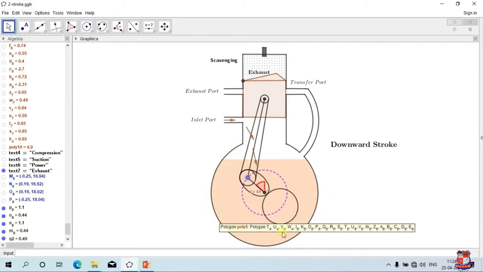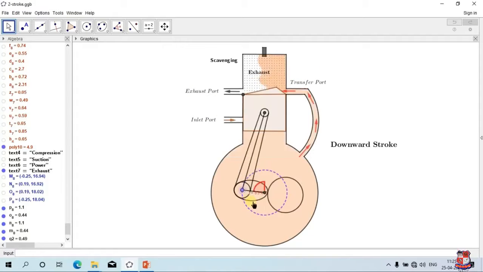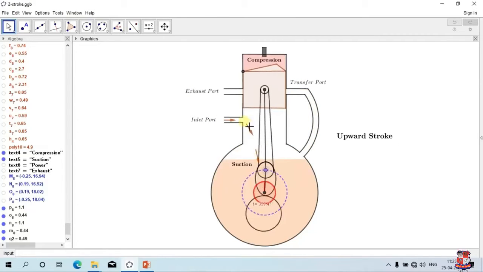This lower portion is called the crank casing or sump, the upward portion is the cylinder, and the outer portion is called the engine block. On the engine block, various openings are created, which are known as ports. As you can see here, various ports are mentioned: inlet port, exhaust port, and transfer ports. Basically, a port is an opening provided in the casing or engine block.